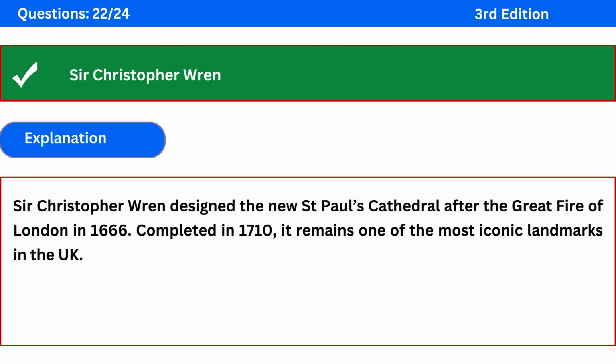The correct answer is Sir Christopher Wren. Explanation: Sir Christopher Wren designed the new St. Paul's Cathedral after the Great Fire of London in 1666. Completed in 1710, it remains one of the most iconic landmarks in the UK.